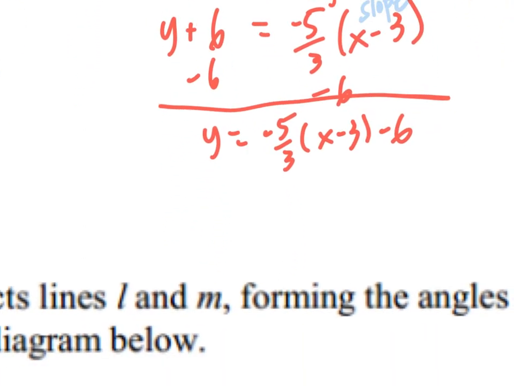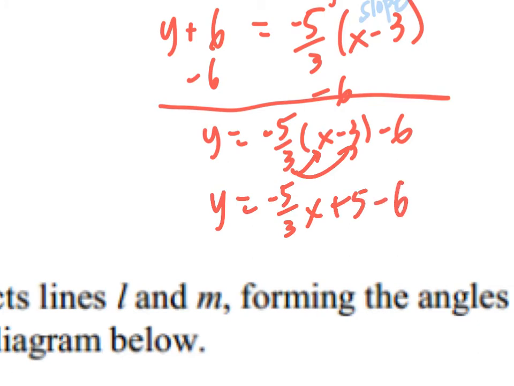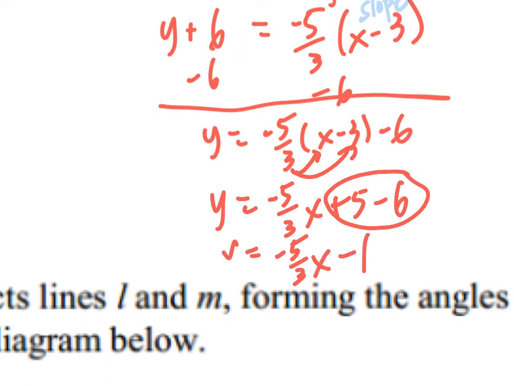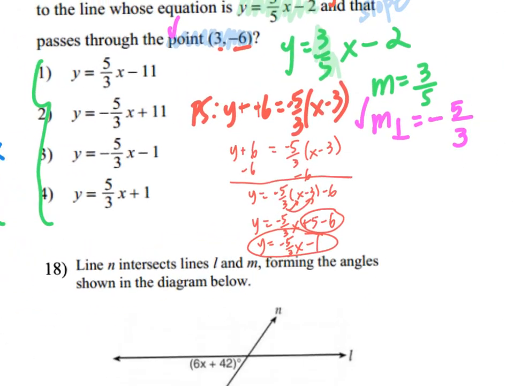Okay, why don't I distribute so I can combine like terms in just a bit, right? So I'm going to distribute this negative 5 over 3. So I get y equals negative 5 over 3x plus 5, because negative 5 over 3 times negative 3 is positive 5. And then I didn't do anything to my minus 6, so I'm going to bring it down. All right, I'm going to combine these two like terms over here. Positive 5 minus 6 is negative 1, so this is minus 5 over 3x minus 1. And this is actually going to be my equation. Right, so let's see which of my answer choices matches that. Looks like answer choice number 3 matches that, so let me just circle that.